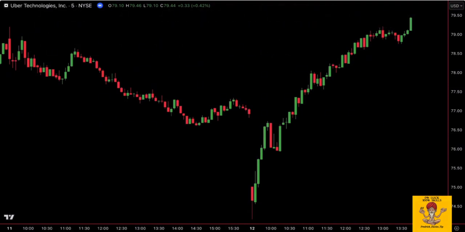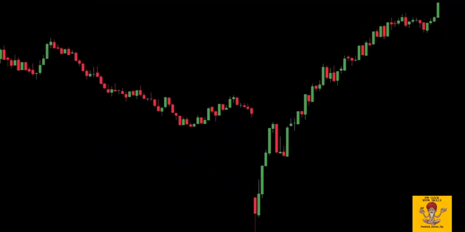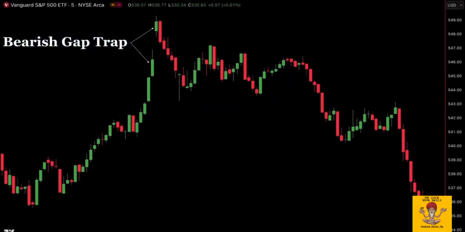Here's how it works. A bullish gap trap happens after a downtrend. The market opens with a gap down, convincing traders the drop will continue, but instead of falling further, price snaps back hard and launches upward, forming a strong bullish candle. A bearish gap trap is the opposite.